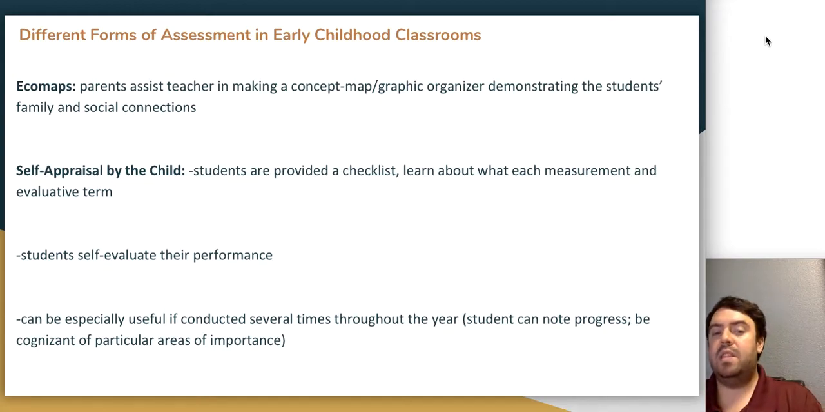Another type of assessment could be self-appraisal by students. So students could be provided a checklist or a rubric, and they could measure themselves that way. They could self-evaluate. And this would be useful if you conducted it throughout the year, because that way students can note their progress and reflect on their growth as a student and what particular areas they need to improve. And they can see what areas they should focus upon, because if you're giving them this specific self-appraisal on this one task or concept, students know, hey, this task or concept is important because I'm going to be evaluating myself throughout the year, so I'm going to improve on it.